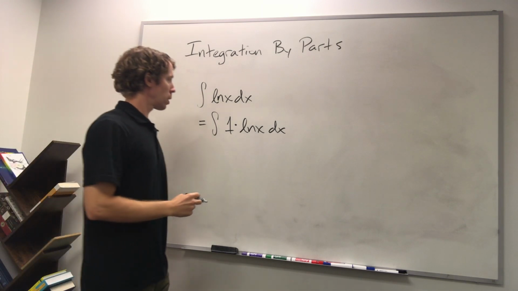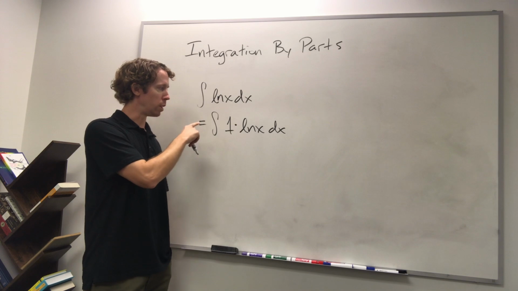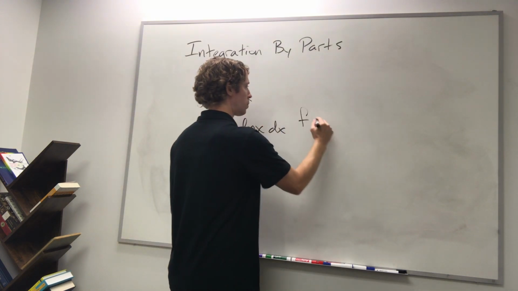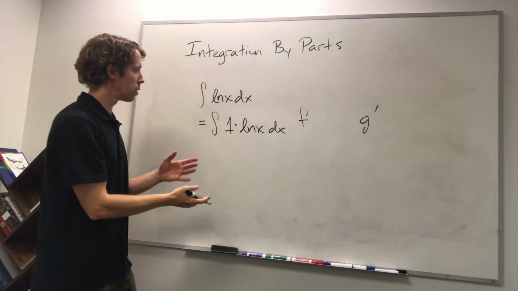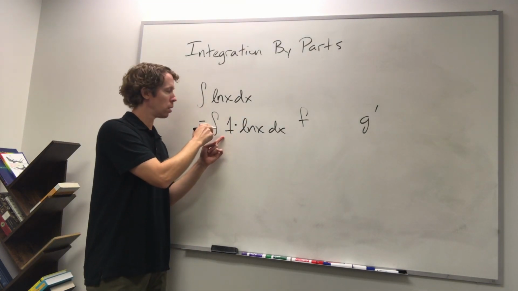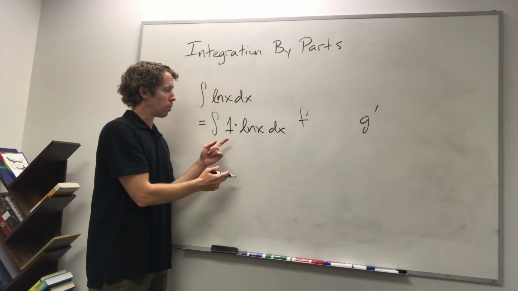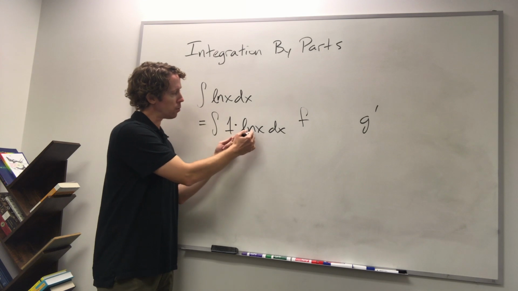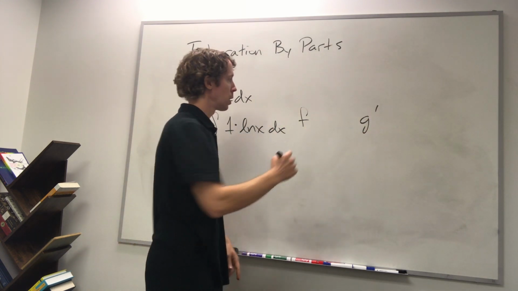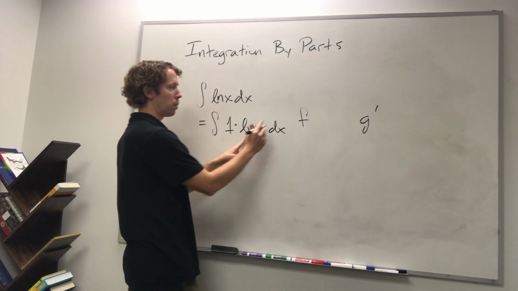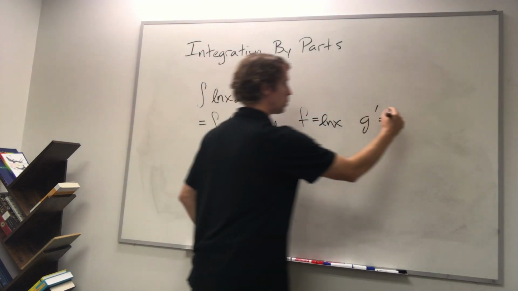And then if I think of this as f times g prime, or u dv, then the original function that I'm going to take the derivative of, I don't want to pick that to be 1, because the derivative of that would be 0. Now, that wouldn't be helpful. And then also, I don't know the antiderivative of natural log of x, so I can't pick that to be g prime. So that forces my hand. I've got to pick f equals natural log of x, and g prime equals 1.